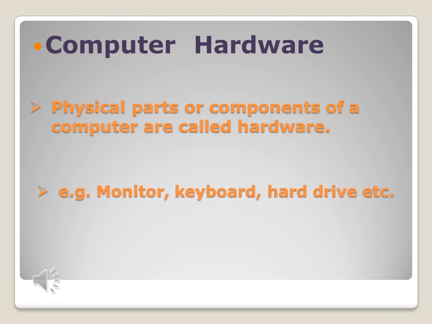You have already learned this in the previous classes. Now let's revise the definition. First one, what is the computer hardware? It is a physical part or component of a computer which we can touch. These are the computer hardware. For example, monitor, keyboard, hard drive, etc.